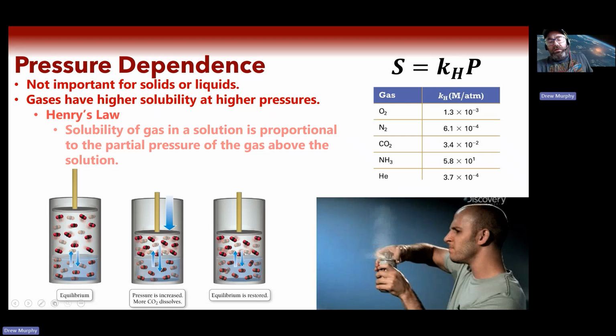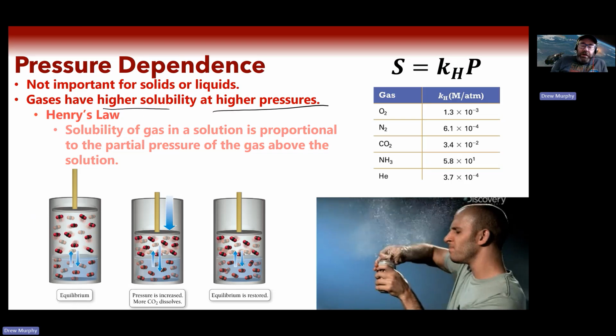The other thing is pressure. As you might guess, this is not super important for liquids or solids because they're not very pressure dependent in general. What is pressure dependent are the gases, and gases have a higher solubility at a higher pressure. This was studied by a guy named Henry. That's his last name. I don't remember what his first name is. But Henry has Henry's law. Henry's law says the solubility of a gas in a solution is proportional to the partial pressure of the gas above the solution. That's a lot of kind of jargony terms.